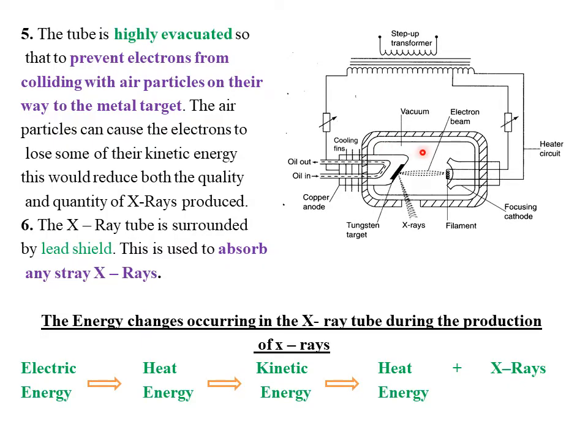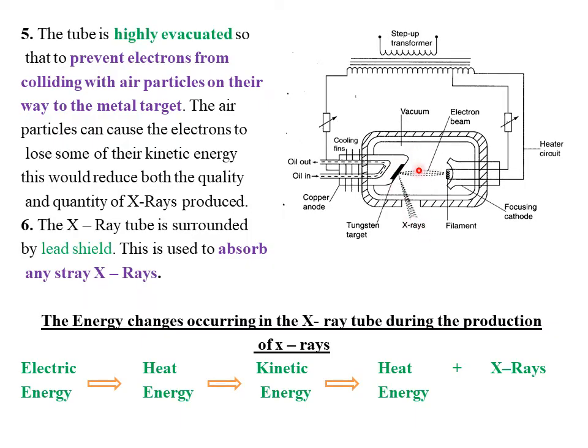So we have removed all the material medium, such as air, from this particular tube to prevent the electron beam from colliding with air molecules. That would lead to loss of kinetic energy, which leads to production of low quality and low quantity of X-rays, since most of the electrons will not actually hit the tungsten at very high energy or at very high velocity for them to be converted to X-rays.